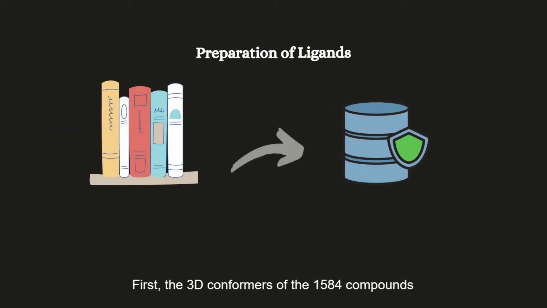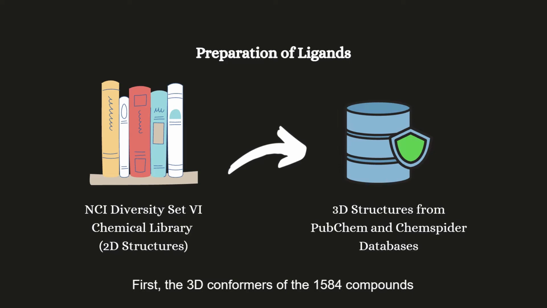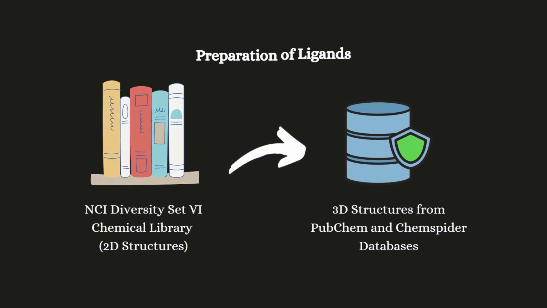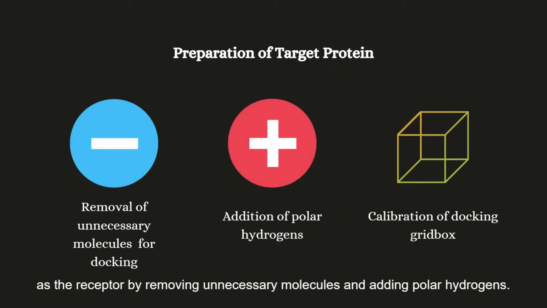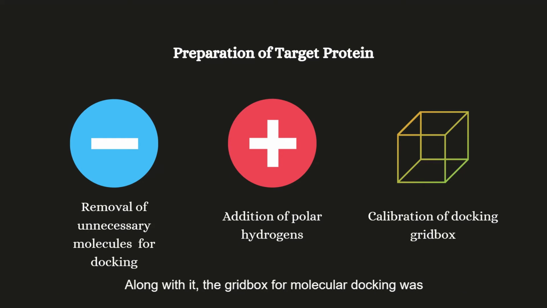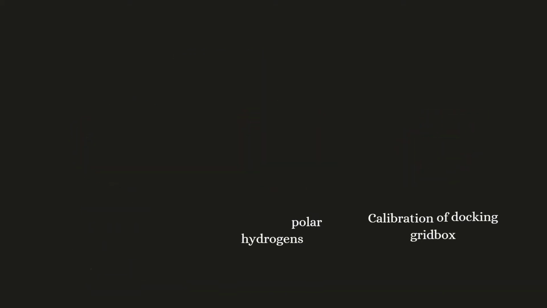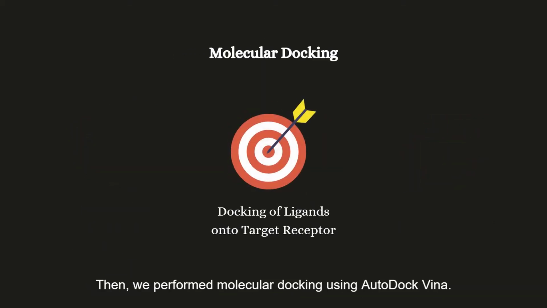The study follows these major steps. First, the 3D conformers of the 1,584 compounds from the NCI Diversity Set 6 were prepared as ligands. Next, the DENV-3 RdRp crystal structure was prepared as a receptor by removing unnecessary molecules and adding polar hydrogens. Along with it, the grid box for molecular docking was prepared, taking into account the pertinent amino acid residues. Then, we performed molecular docking using AutoDock Vina.